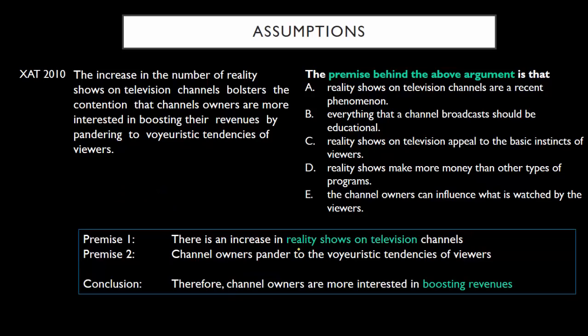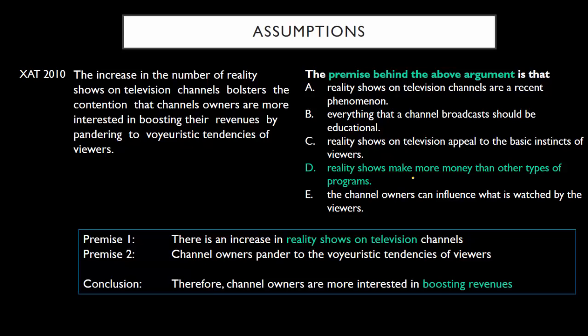Here, one of the assumptions that we identified is that reality shows on television would mean increase in revenue, and actually you can find that right in option D, which says reality shows make more money than other types of programs. So the answer choice is D. If you got it right, great. If you didn't get it right, let's just check why.